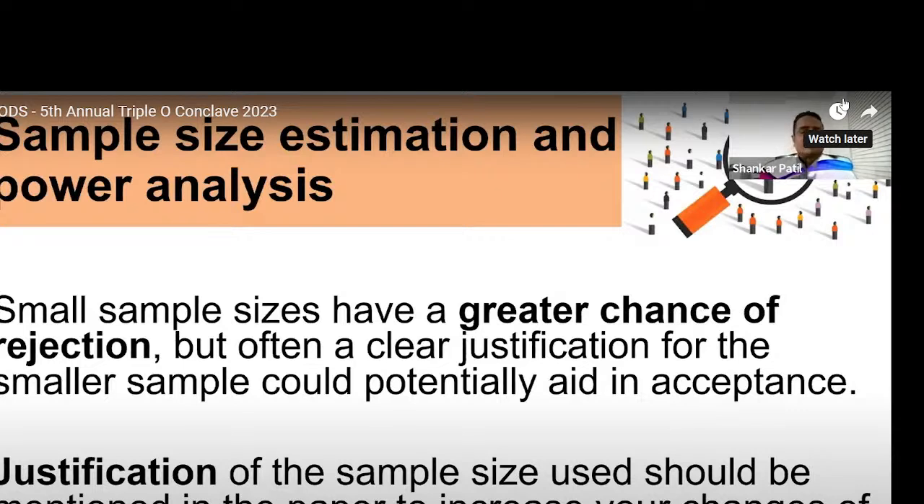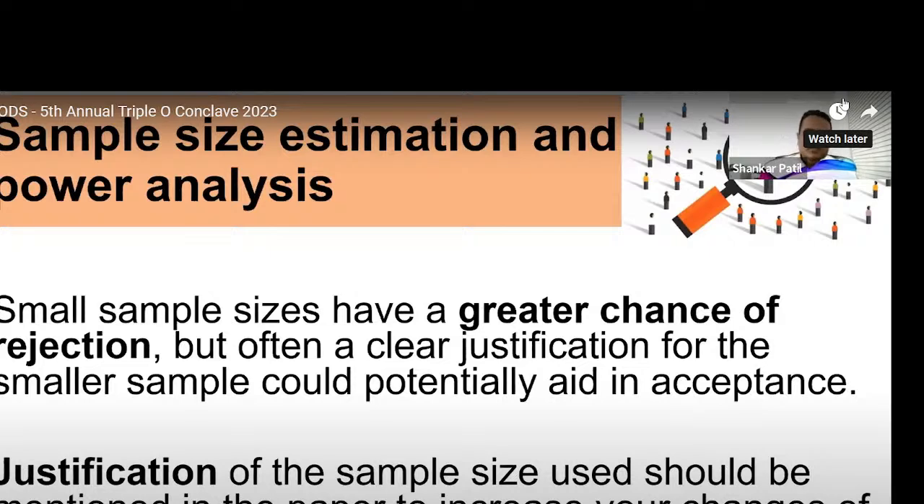So sometimes if the sample size is small, you need to give a proper and clear justification why the sample size is small. Suppose you are presenting very rare lesions, then you need to give justification why the sample size is less. And justification of the sample size should be mentioned in the paper to increase your chances of acceptance. If you don't justify why you have taken this small sample size, you can explain that, yes, I have done the experiments which are quite deep.